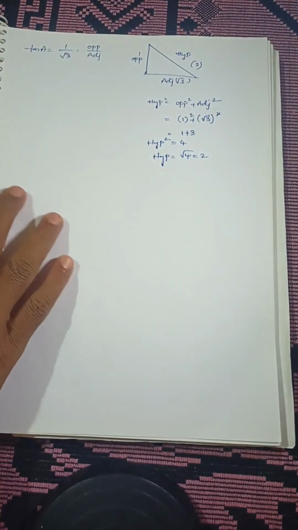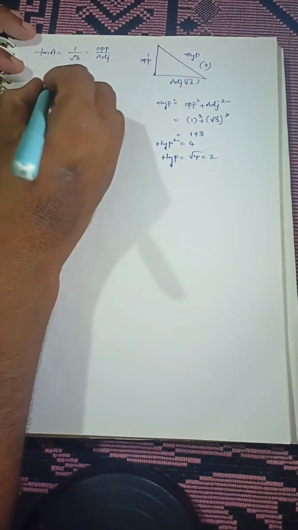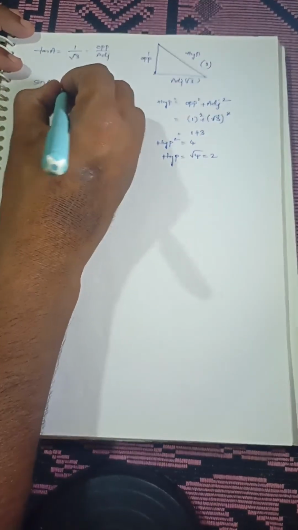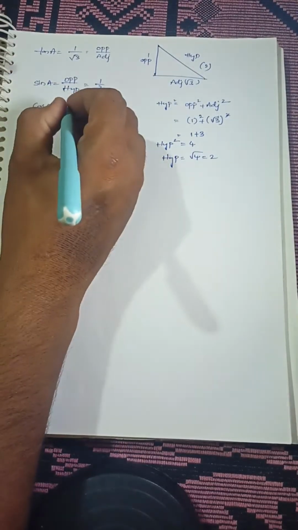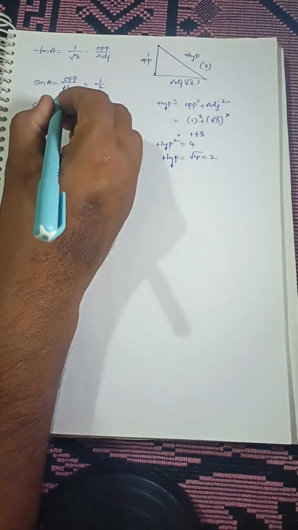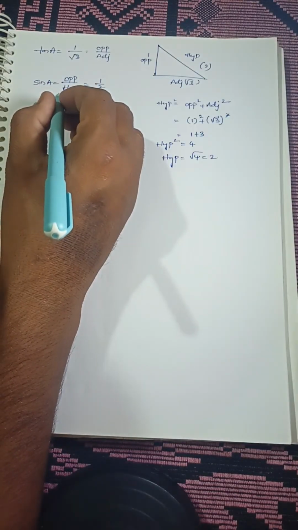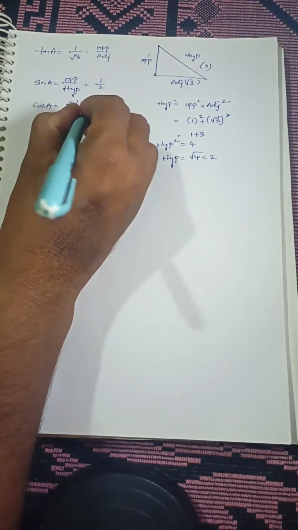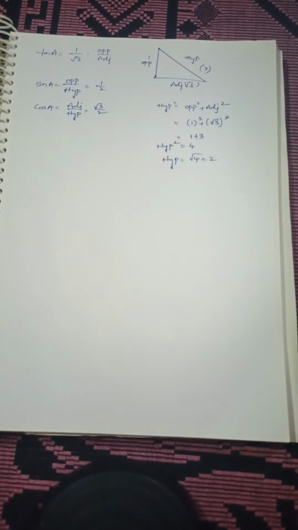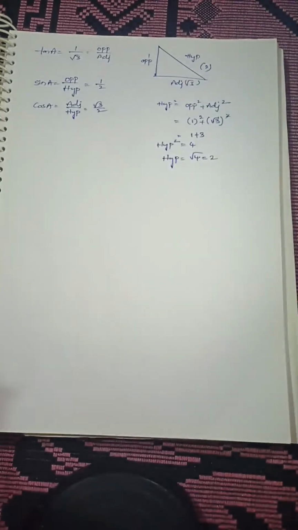Now in terms of this one, we have to find out sine and cos. Sine A is opposite by hypotenuse, that is 1 by 2. Cos A is adjacent by hypotenuse, that is root 3 by 2. Yes. Now the last and final problem is from this exercise.